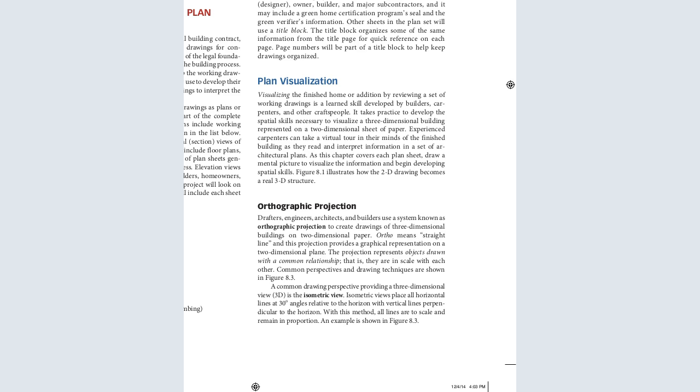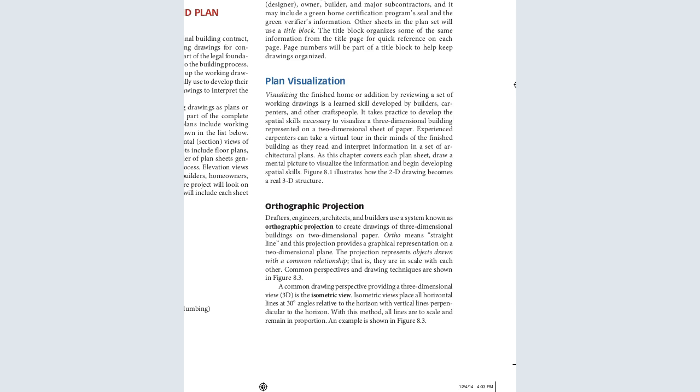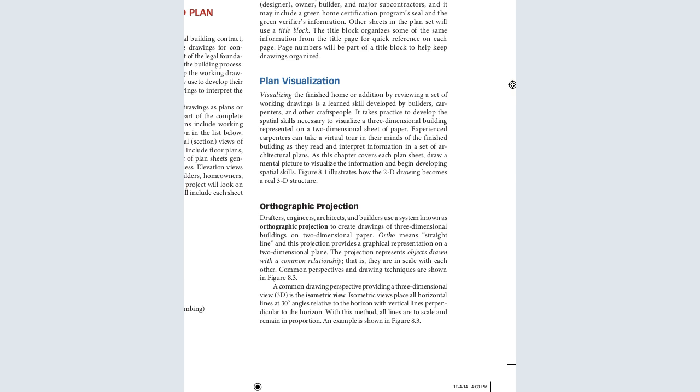Also, the projection represents objects drawn with a common relationship, that is, they are in scale with each other. Common perspectives and drawing techniques are shown in the figure. We are going to look at the figure. And then the common drawing perspective providing the three-dimensional, that is the 3D, as I had told you, is the isometric view. The isometric view places all horizontal lines at 30 degrees relative to the horizontal.